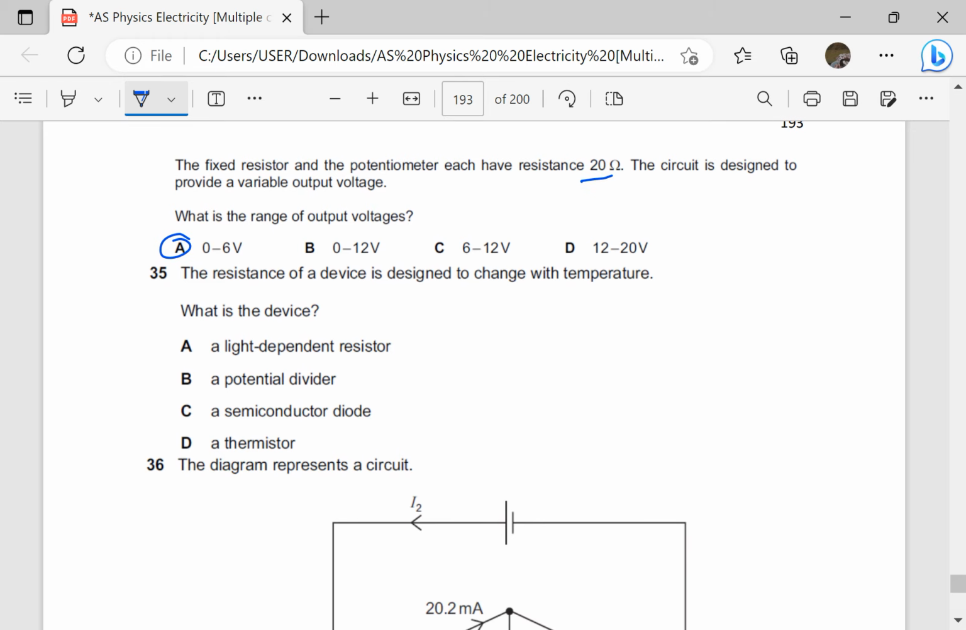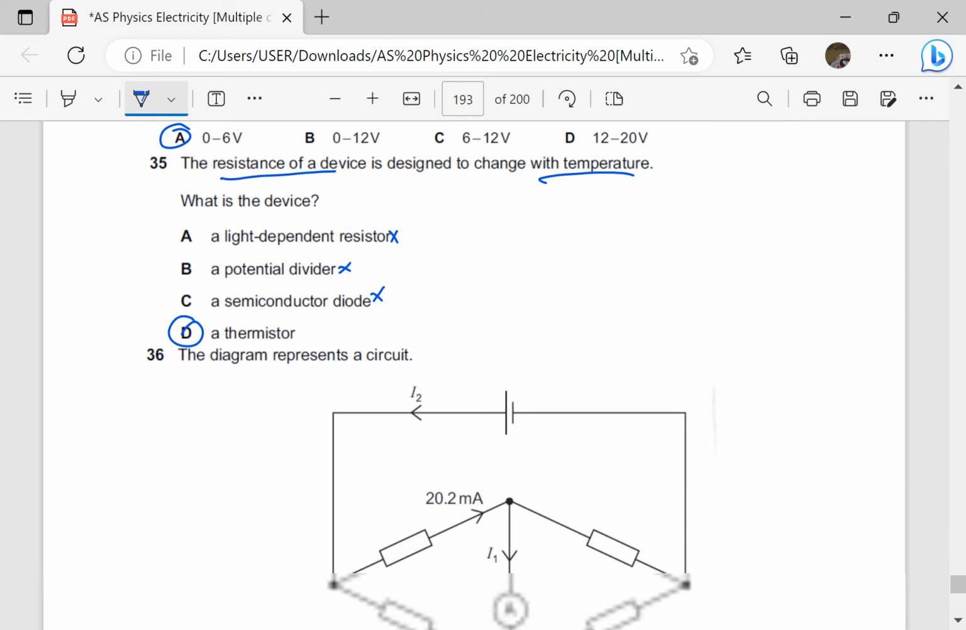The resistance of a device is designed to change with the temperature. What is the device? That is a thermistor. A thermistor is the only device whose resistance changes with the temperature. LDR, that is light intensity, potential divider no, semiconductor diode no, so the answer is a thermistor.